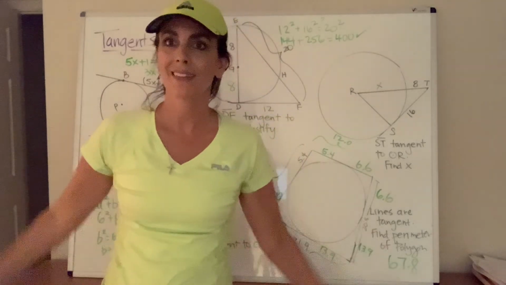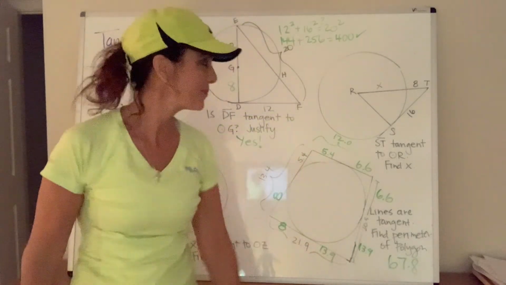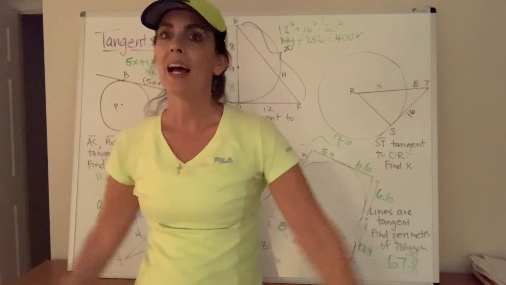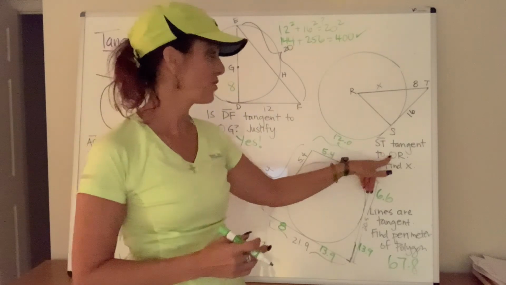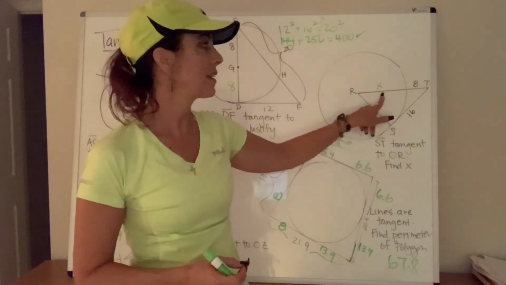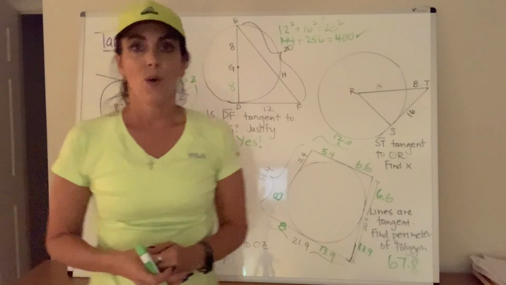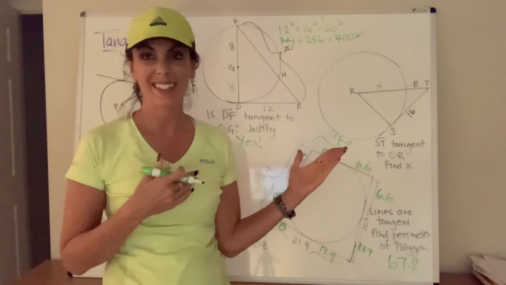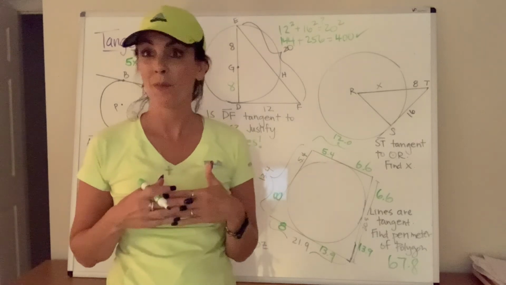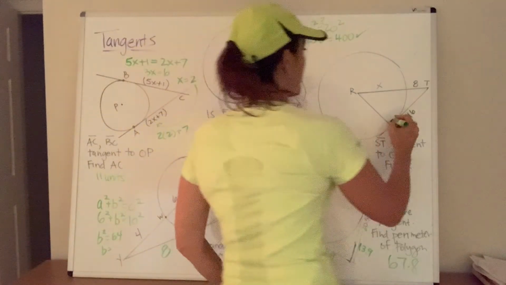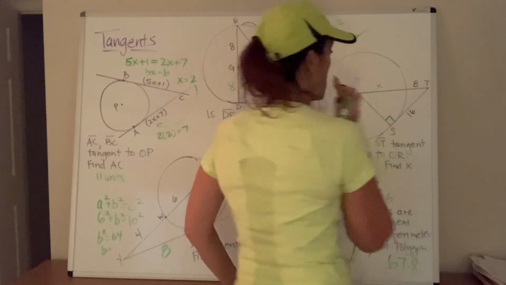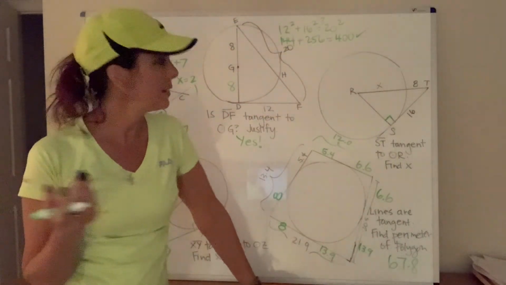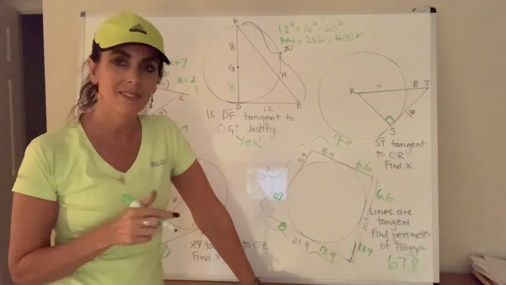All right, ready? Last one. Ready for this? All right. ST is tangent to circle R. I need to find the length of X. Tangent means what? I only have one tangent, so that means I'm dealing with that right angle relationship, right? So here's your right angle. So I'm probably going to use the Pythagorean theorem, but I only have stuff on two sides.